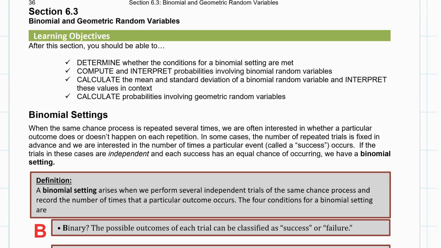This is a recording of the first half of the 6.3 section. This particular recording will focus on binomial random variables. We've had a discussion that random variables are things that are both unpredictable in the short term and they produce numbers. Binomial random variables are a particular subset of discrete random variables that meet the binomial setting.